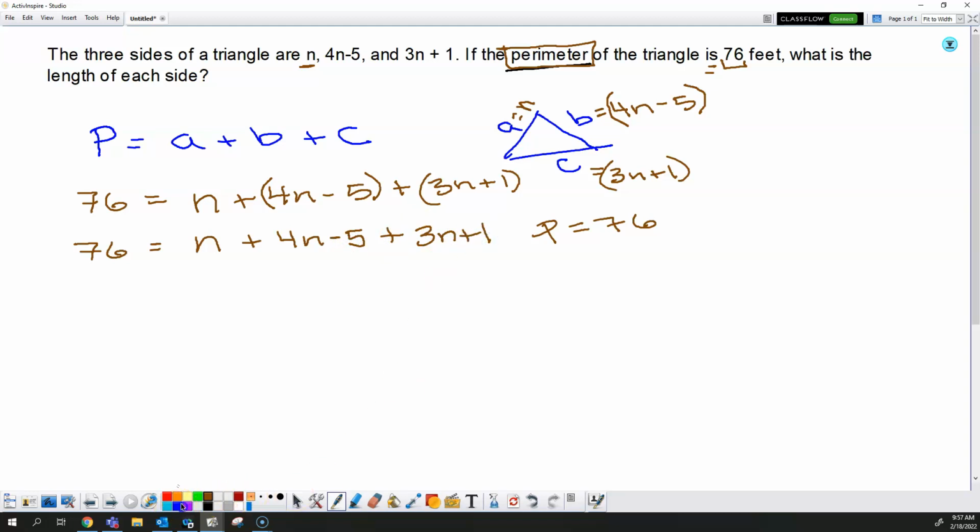Now I'm looking for like terms. There's an n, here's an n, and here's an n. So 4 and 3 is 7. This n is 1, so we have 8n. Minus 5 plus 1. My signs are different, so I subtract them. Keep the sign of the number that was bigger.